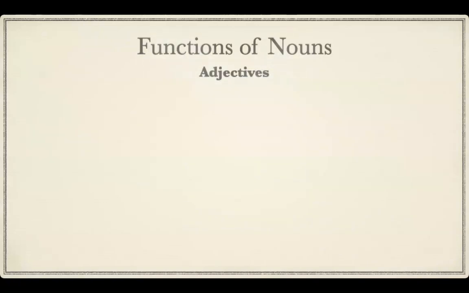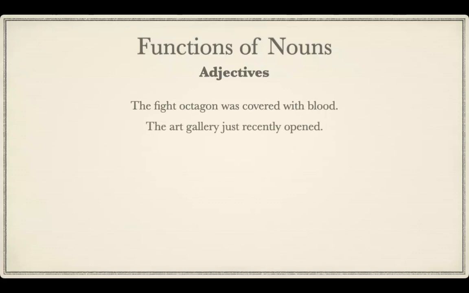Nouns can act like adjectives, describing other nouns or pronouns. Here are two examples. The fight octagon was covered with blood, and the art gallery just recently opened. In this first one, the noun fight describes the noun octagon. And in our second one, the noun art describes the noun gallery. So they're acting here as adjectives or describers of other nouns.